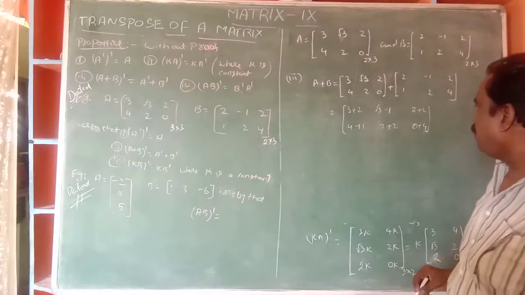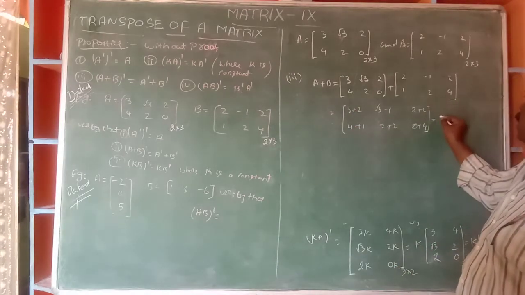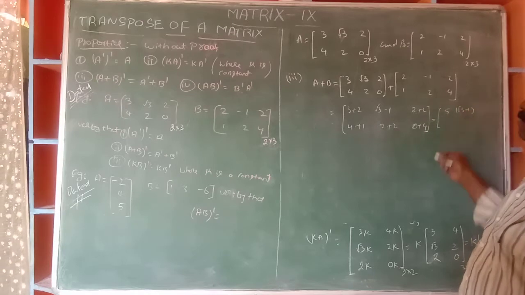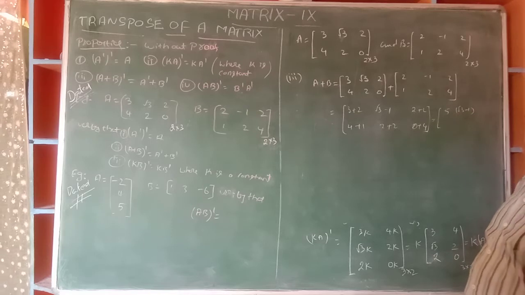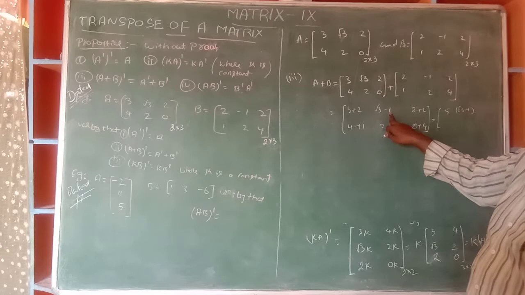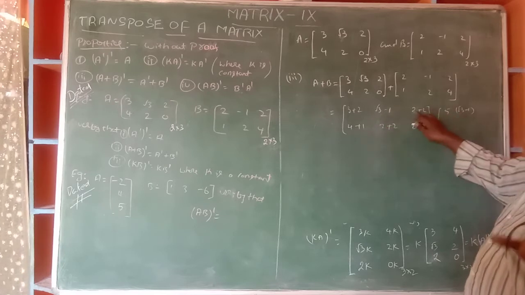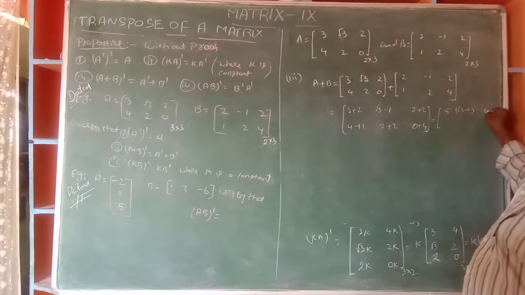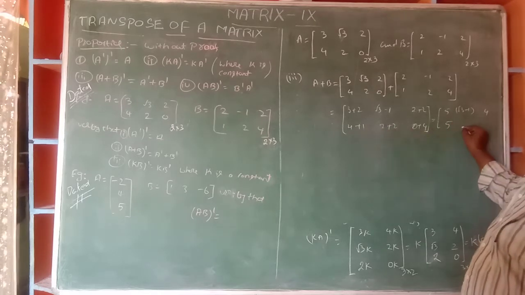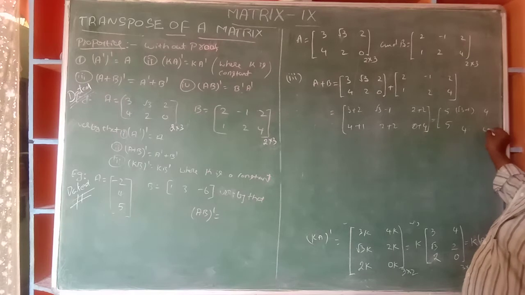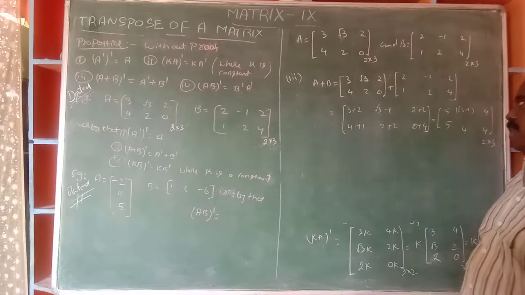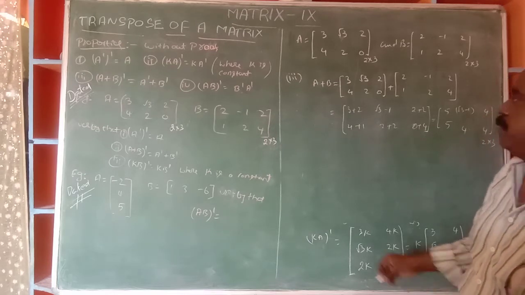You see this is 5. Root 3 minus 1 will not be added, because root 3 is an irrational number and 1 is rational, so it is as it is. 2 plus 2 is 4. 4 plus 1 is 5. 2 plus 2 is again 4. 0 plus 4 is 4. So it is a 2 by 3 matrix. This is A plus B.